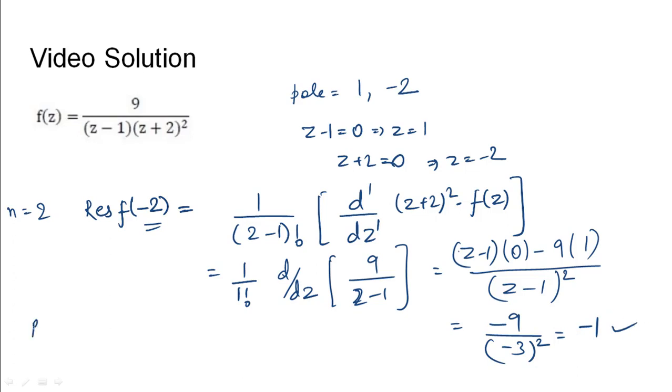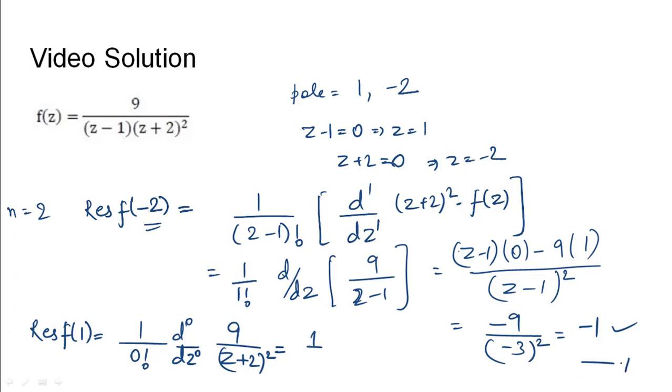Now we will find the residue for f of 1. So that would become 1 by (n minus 1) whole factorial, so that would be 0 factorial into d of 0 by dz of 0. So we don't need to differentiate in this case. It would become directly 9 by (z plus 2) whole square. So on substituting the value of z as 1, we would get the residue as 1.